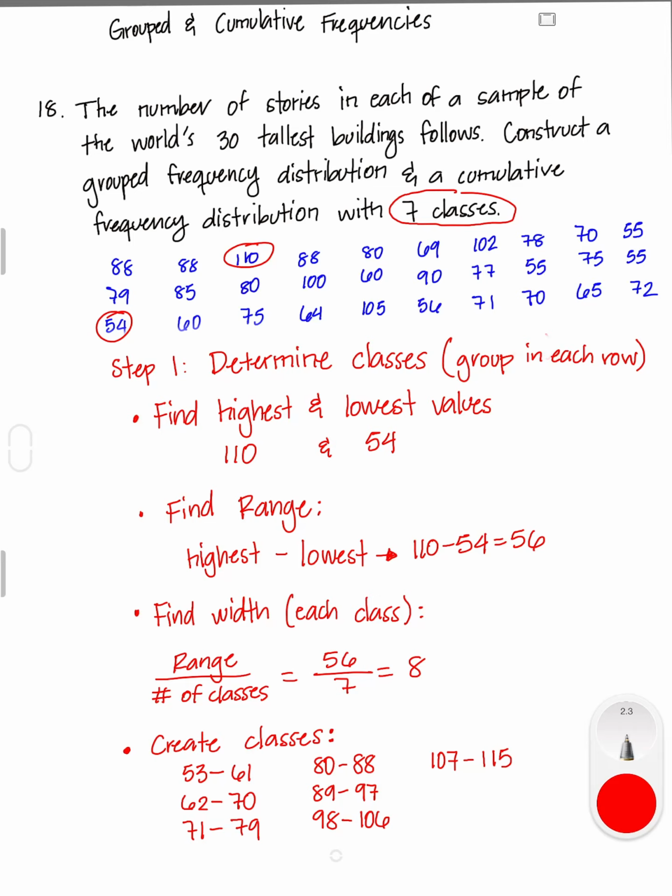Okay, so I'm going to go ahead and rewrite these classes and erase the part on the top.